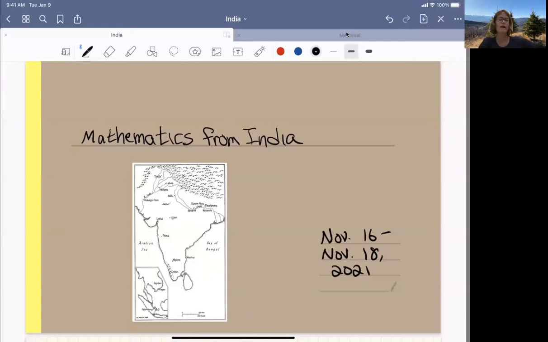Okay, so last time we very briefly started talking about mathematics from India. And so today we're going to try to finish that. So let me first remind you of what we did last time very briefly, and then we'll continue from there.